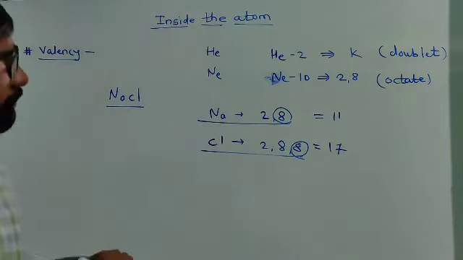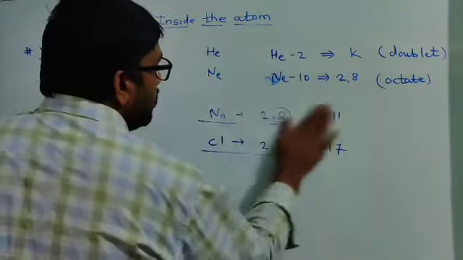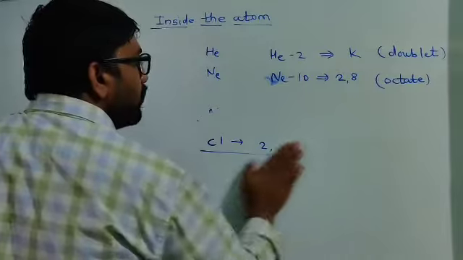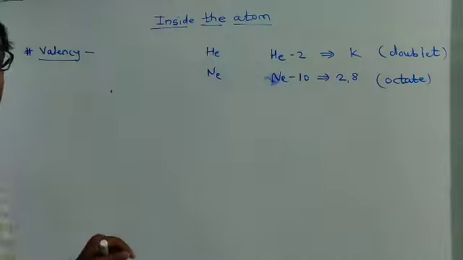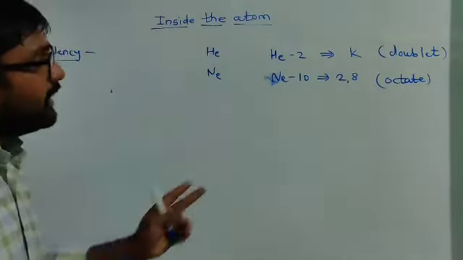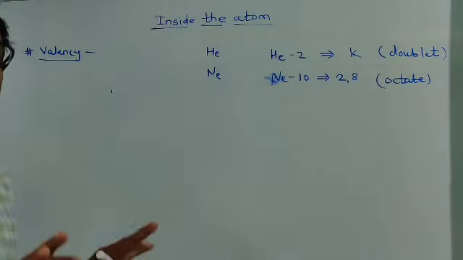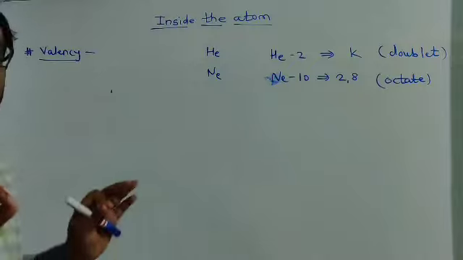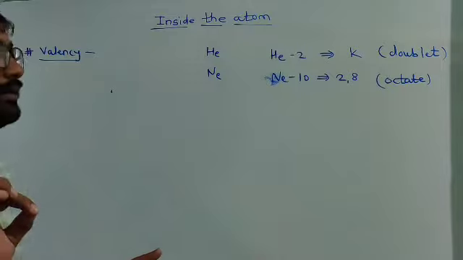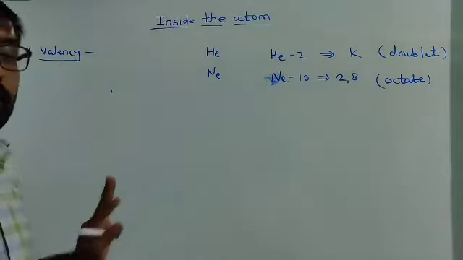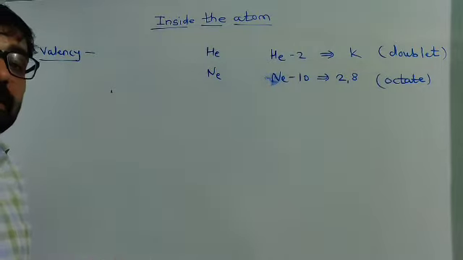So the basic funda of any chemical reaction is that every element tries to complete its octet or doublet. If they complete their octet or doublet, then they acquire the minimum energy level or stable state. That is why every element tries to complete its octet or doublet, and due to that they acquire a minimum energy stable level.